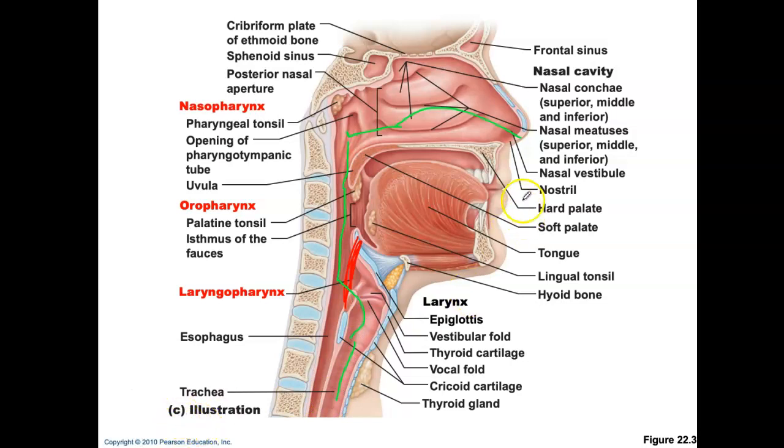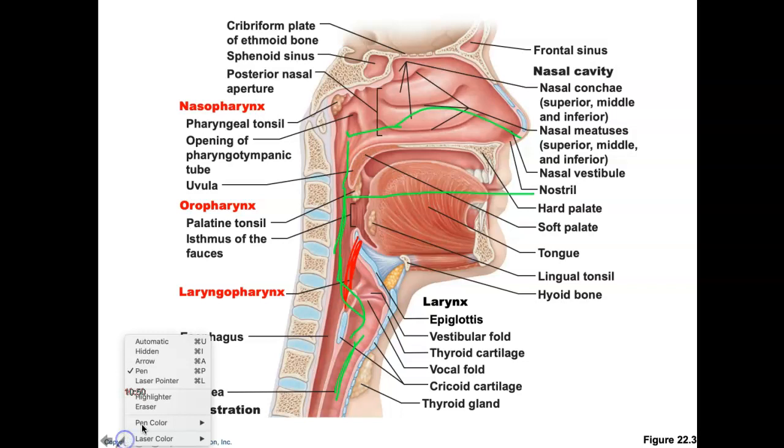What other way can air go? If you're stopped up, right? Your nose is stopped up, I can breathe in through my mouth, right? So oral cavity to oropharynx to laryngopharynx to larynx to trachea. So you have several ways here.